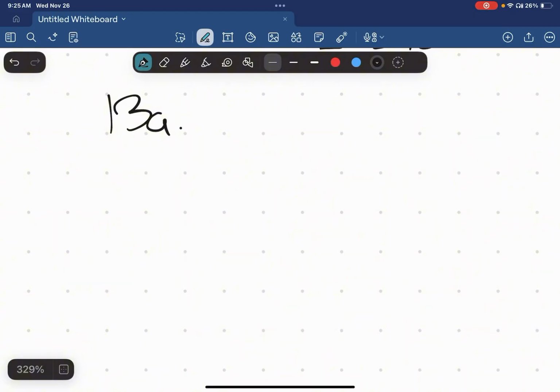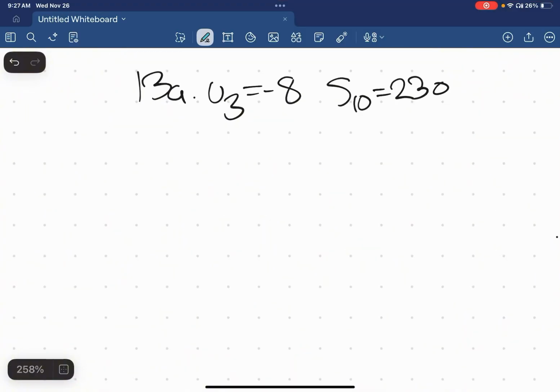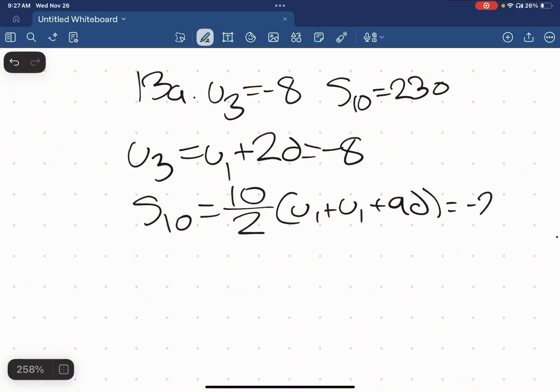Okay, let's get some more space for 13. 13 is split into two parts. The third term of an arithmetic sequence is -8, so let's write that down. And the sum of the first 10 terms of the sequence is 230. Okay, let's put this in. We know that u3 is going to be equal to u1 plus 2d, which is equal to -8. And the summation of the 10 terms is going to be equal to 10 divided by 2 times (u1 plus u1 plus 9d), which is equal to 230.